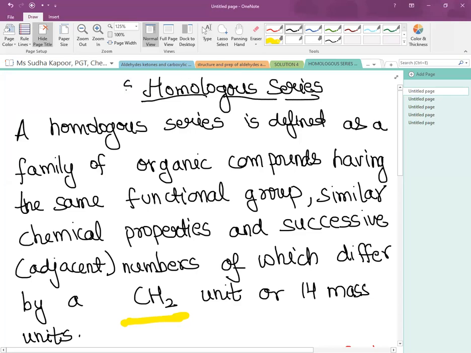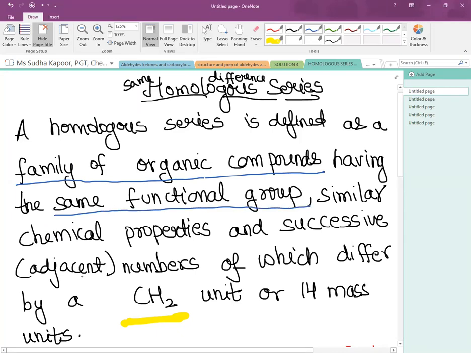Students, homo means same and logos means difference. So when there is a same difference in a continuous series, such a series is known as homologous series. So we can define it as a family of organic compounds, that is, carbon containing compounds having the same functional group, similar chemical properties, and the adjacent members having a difference of one carbon and two hydrogen.